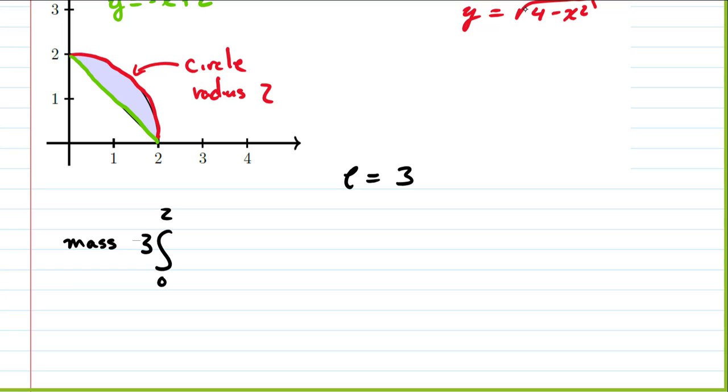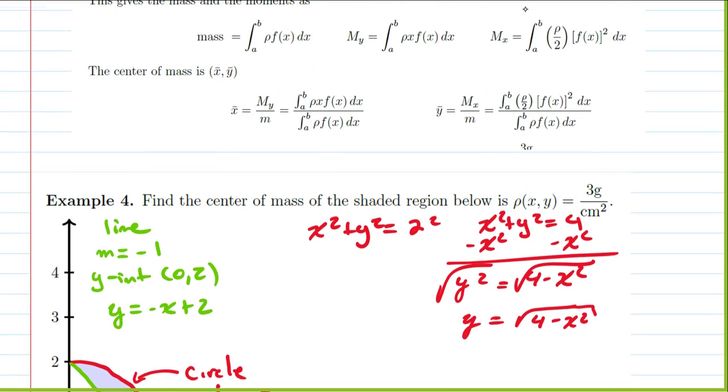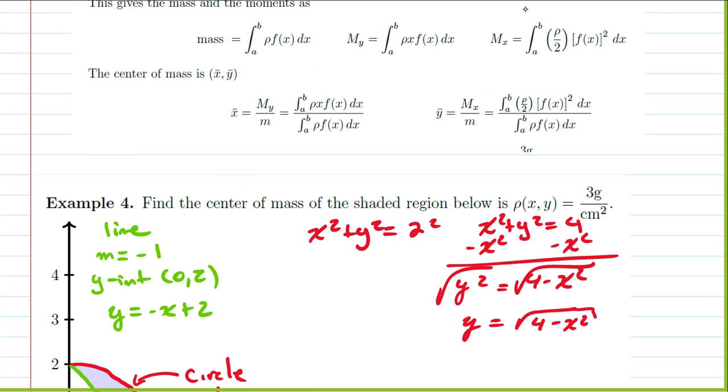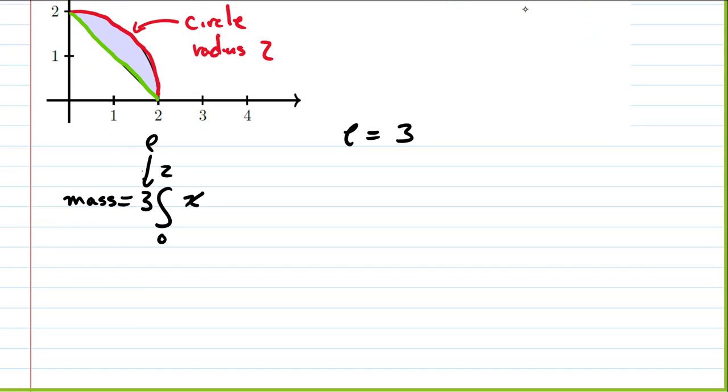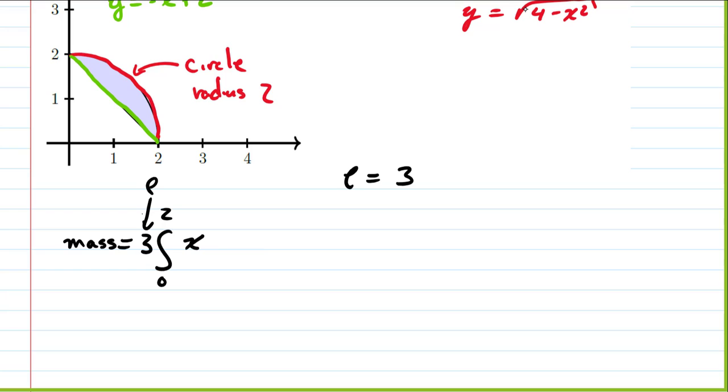So we have our density is 3. So that's rho. And then we have our upper curve and our lower curve. But what's our formula? M sub y is rho times the integral of x times f of x. So we're going to have x times 4 minus x squared, minus x times our other curve, which is going to be negative x plus 2, dx.